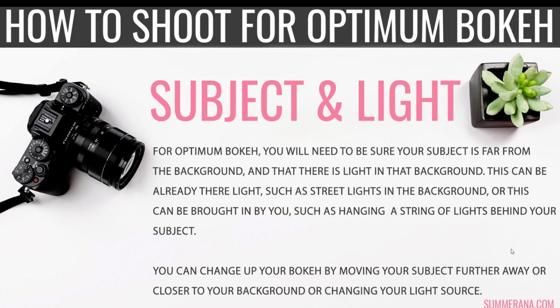This can be already there light, such as street lights in the background, or this can be brought in by you, such as hanging a string of lights behind your subject. Now remember, you don't want to hang them directly behind your subject's head. You want to have it back in the distance where it can be seen, but it'll be out of focus by your camera and your lens. You can change up your bokeh by moving your subject further away or closer to your background, or changing your light source. So you can completely change the different ways that your bokeh can be shot and created in camera.